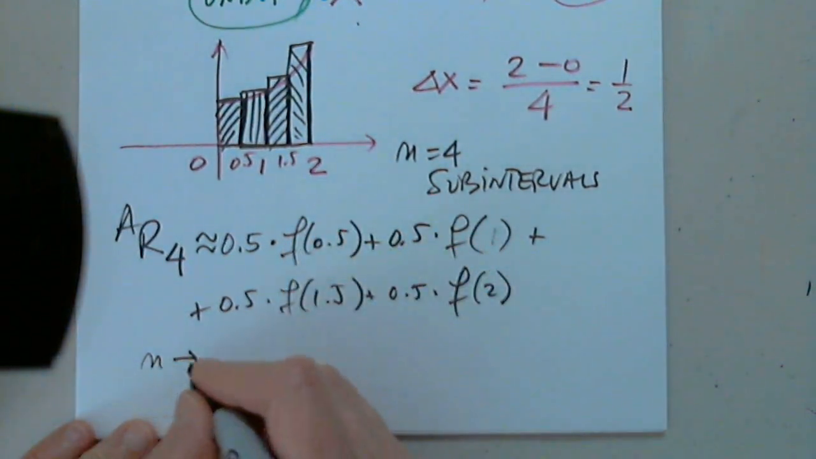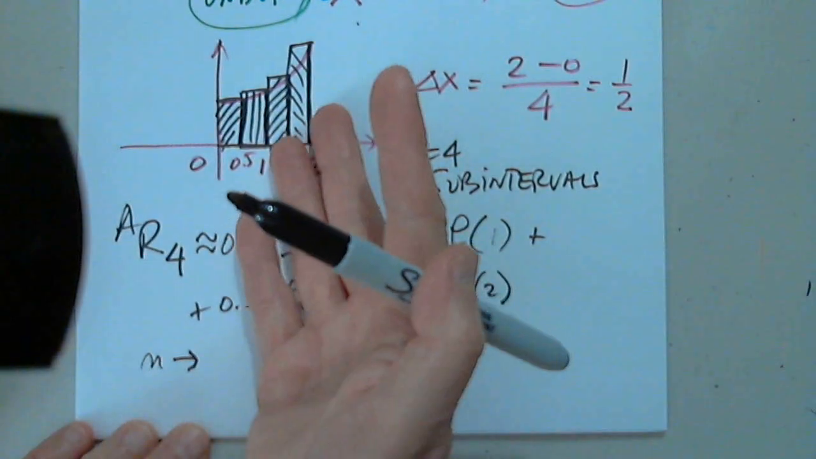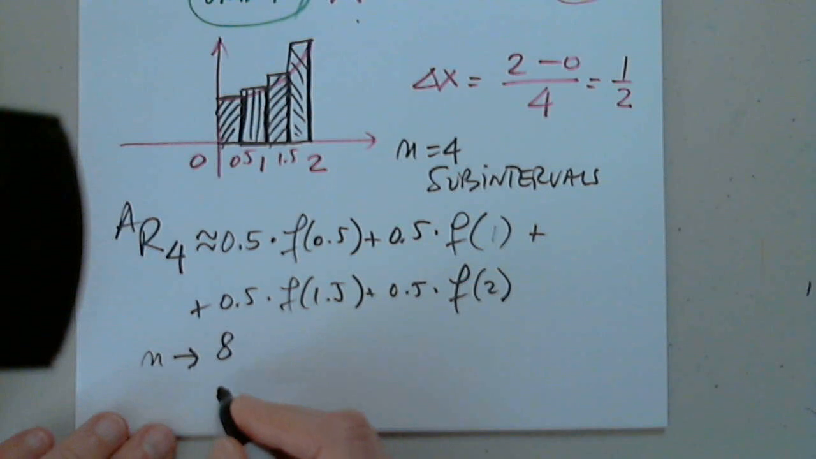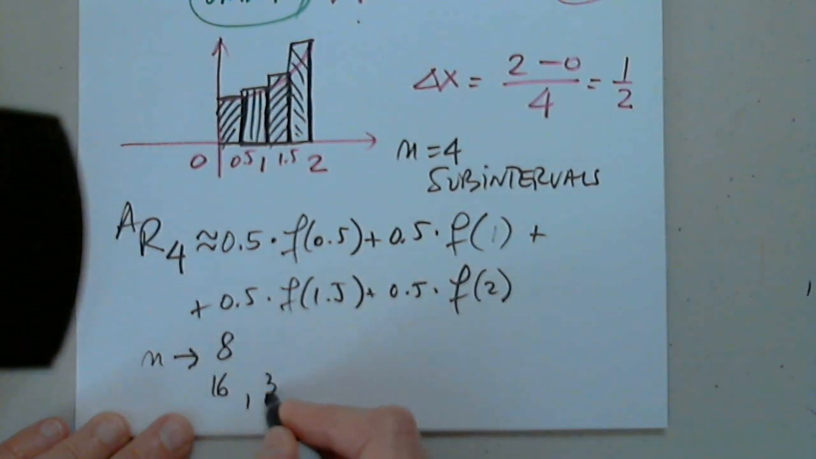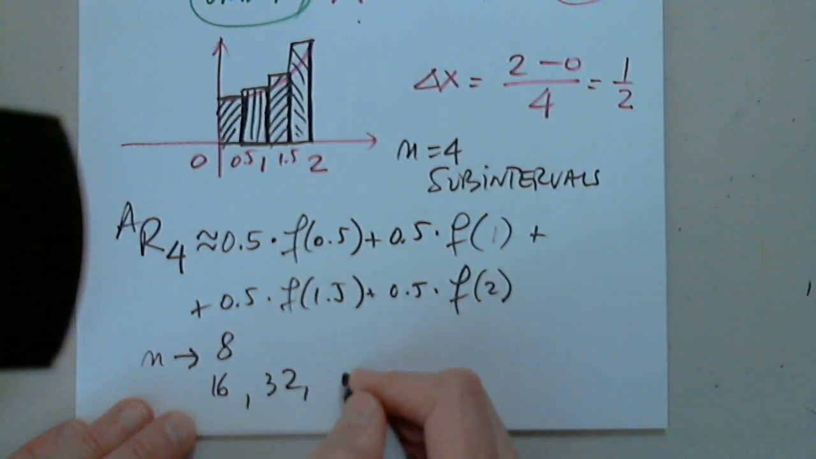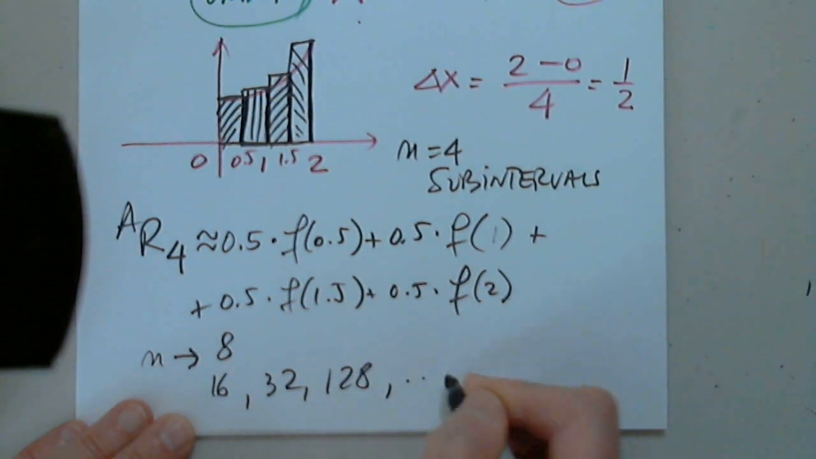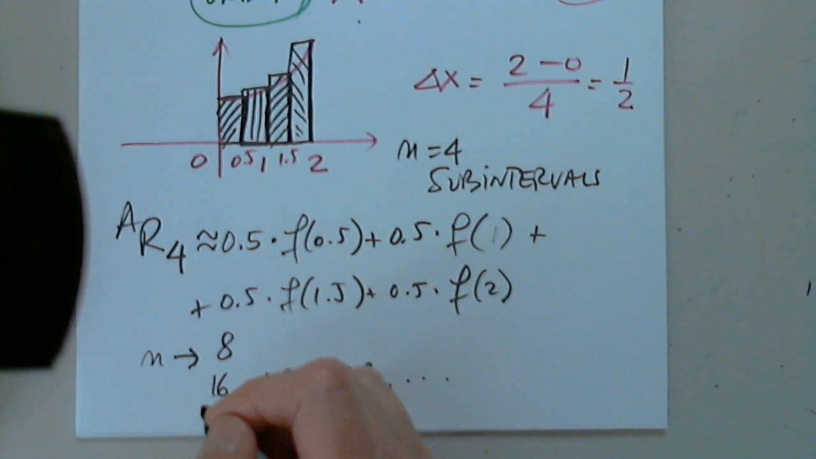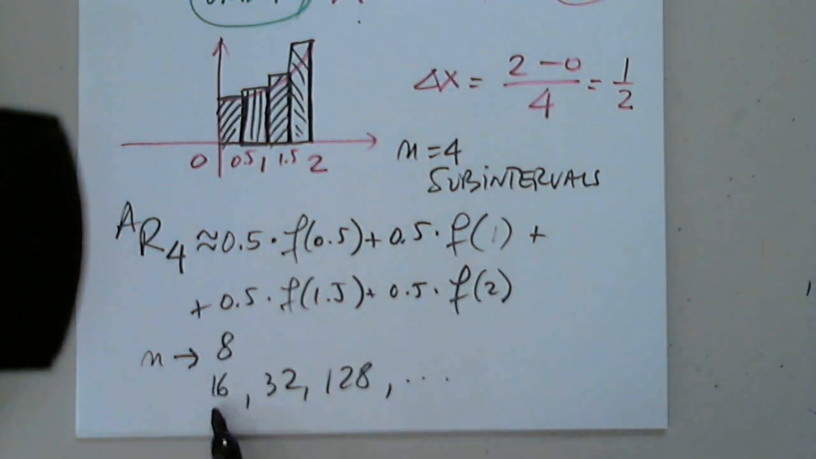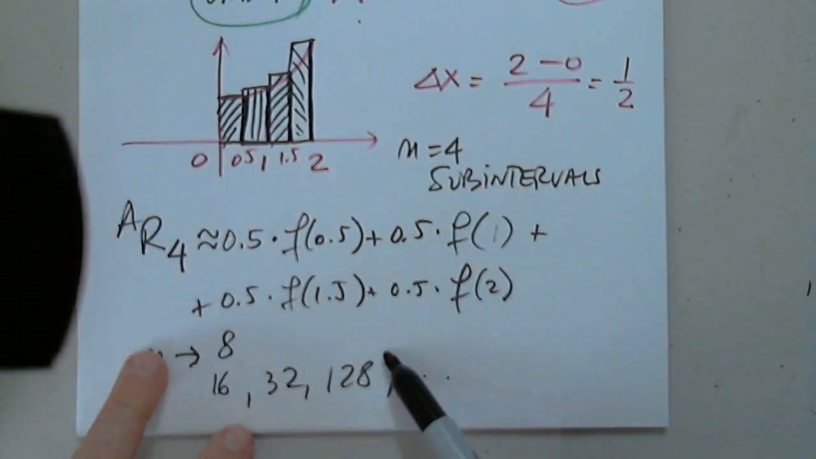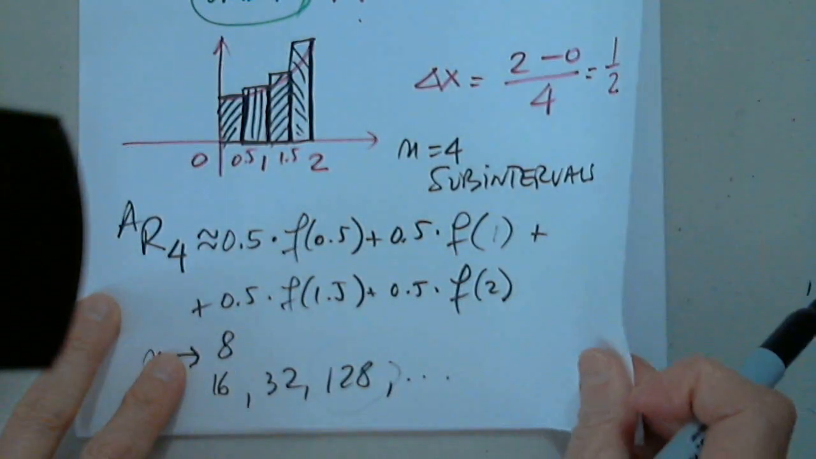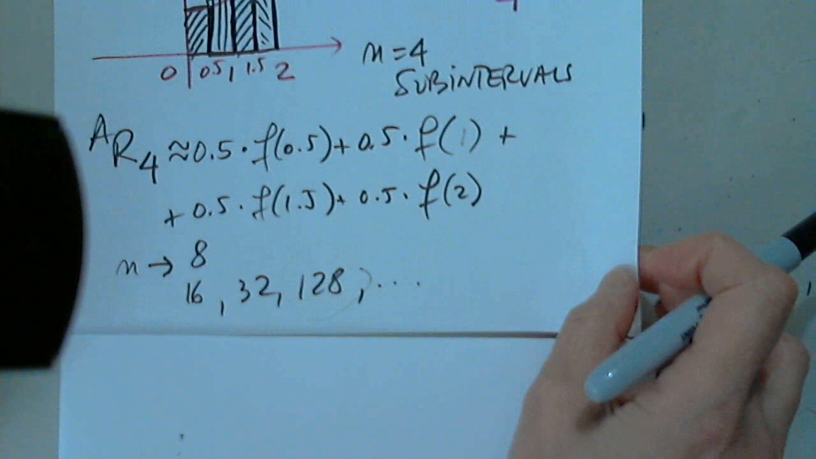is better. What if I go from 4 to 8, and then to 16, and then to 32, and then to 128? Which of these will be better? The 8, the 16, the 32, the 128. The 128. So what does this mean, really? What does it say?